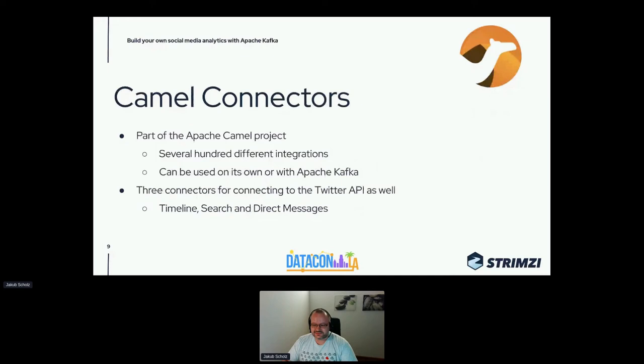And in this demo, I will be actually using the connectors from the Apache Camel project. That's probably another Apache project which many people have already heard about. It's quite famous for its integration capabilities, and it has several hundreds of different integrations. So basically support for several hundred different systems where we can get the data from or push the data to. And there are several ways you can use Apache Camel, but one of them is that you can use it as connectors running inside the Kafka Connect API. And I in particular will use the Twitter connectors for the timeline, for search and direct messages.